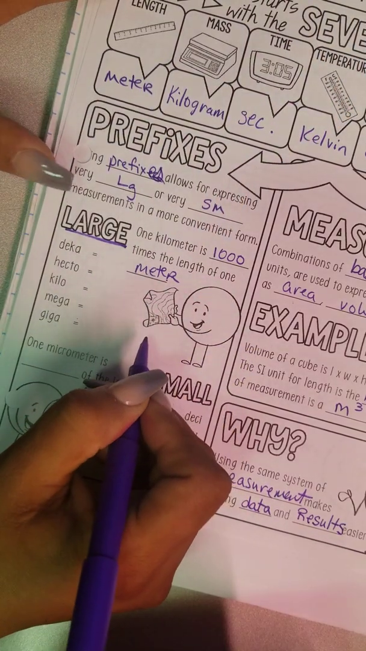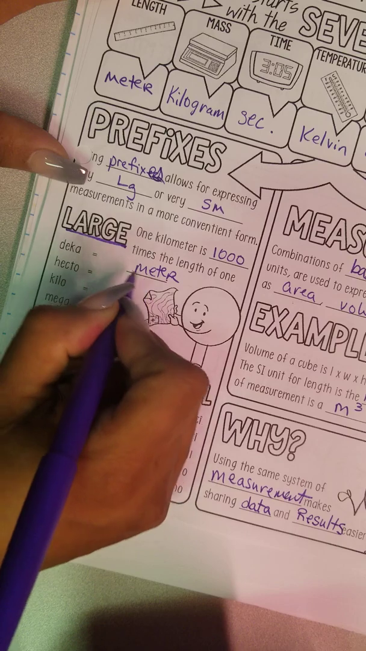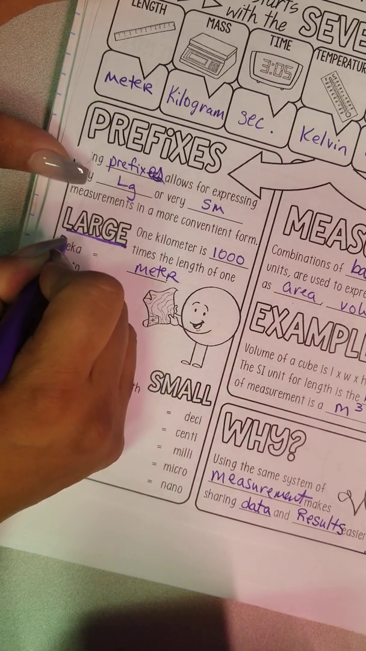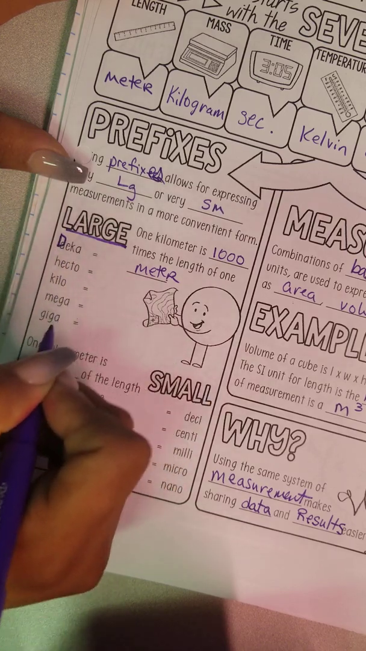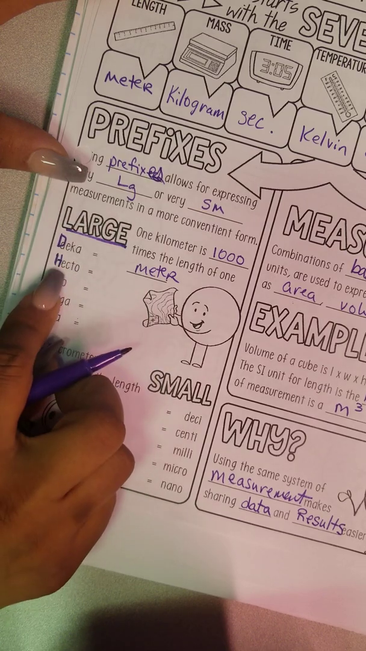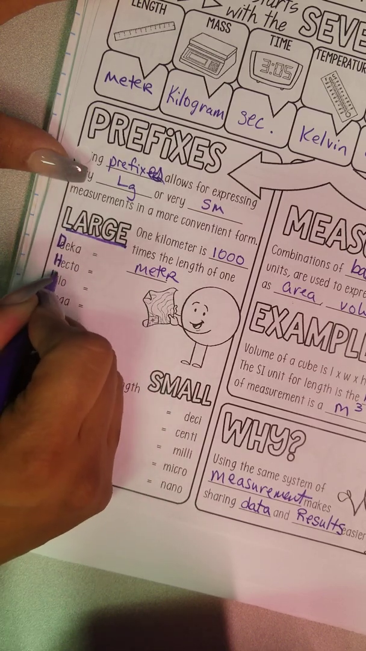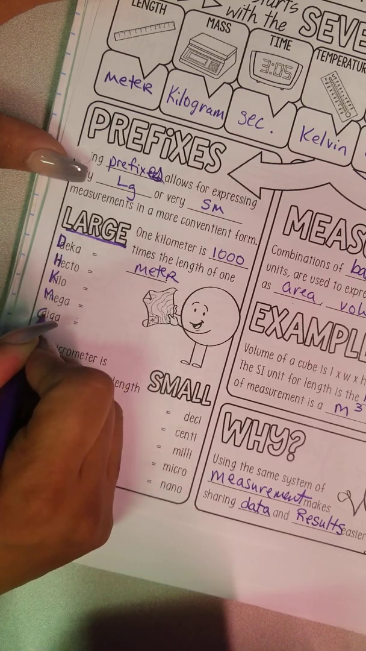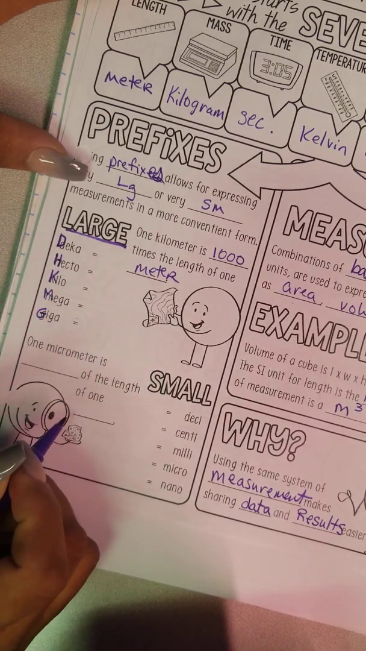Okay, so let's go ahead and get started real quick. Deca. Again, Deca should be with a capital D. It makes it a lot easier when we are looking at them quickly. Here we go. Hecto should be a capital. Kilo should be a capital. And mega and giga should all be capitals. Okay.